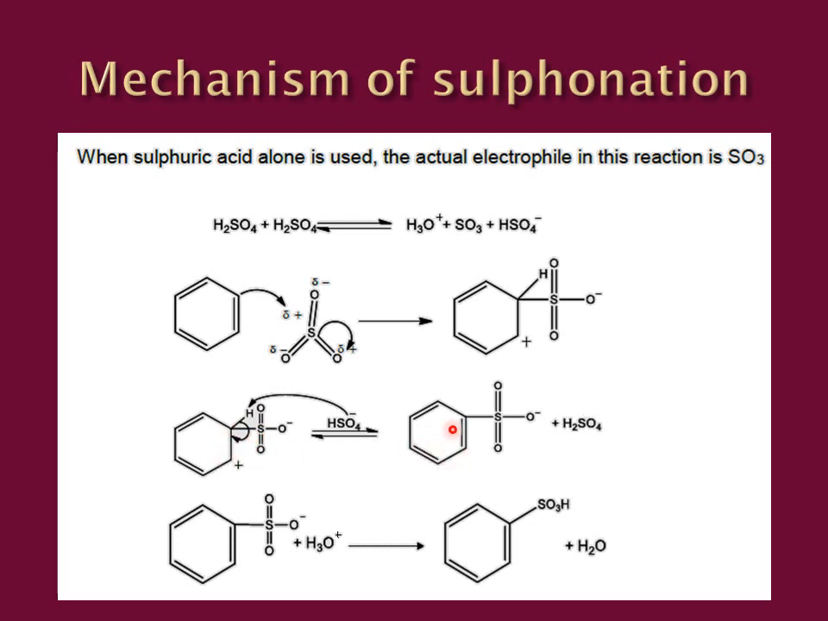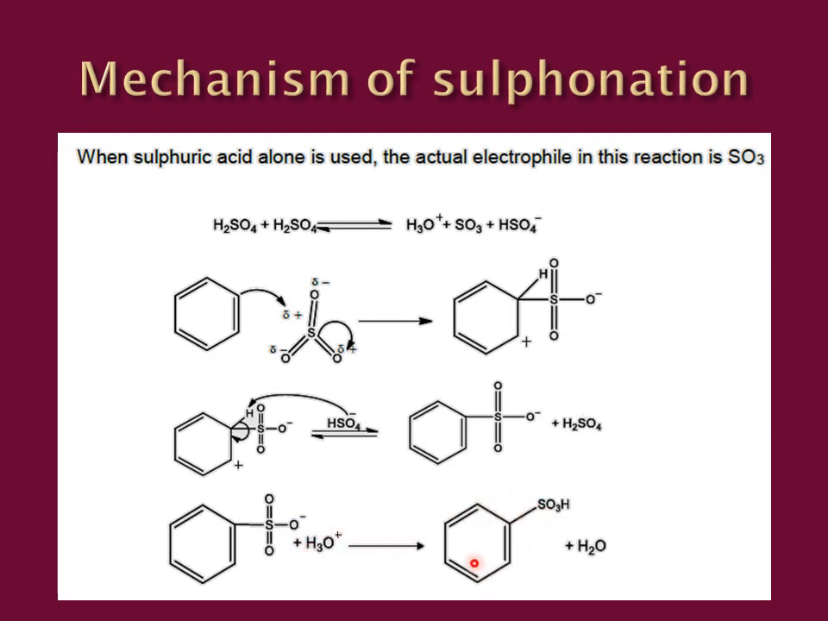Now students, as you can see, hydronium ion was also generated in the first step. Now it is going to transfer a proton over here. The negative charge is going to take a proton from H3O positive and give you benzene sulfonic acid along with water, H2O.